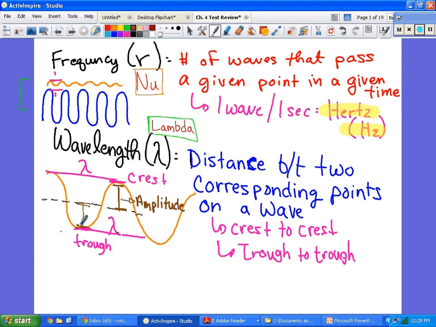This orange line and this blue line, they have the same wavelength, right? They're the same distance apart. What is the difference in the orange and the blue line specifically? The amplitude is different. One's really, really short, one's really, really tall. We don't get into this in chemistry.